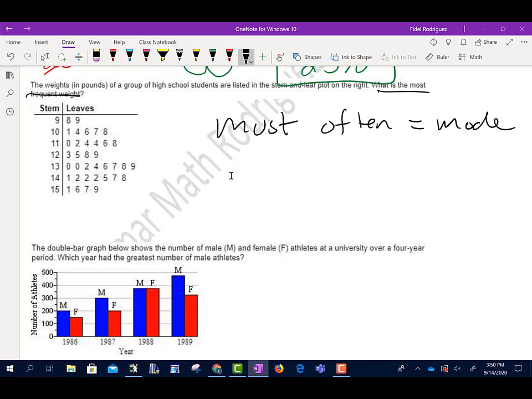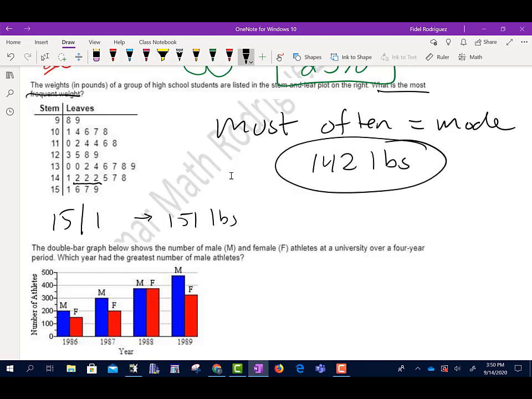Okay. All right. So I may not have put the key here, but just to give you an idea, what does this mean? Like 15/1 means 151 pounds. Okay. All right. So looking at this here, the number that appears to occur the most often would be that right there, which would tell me 142 pounds. Okay.